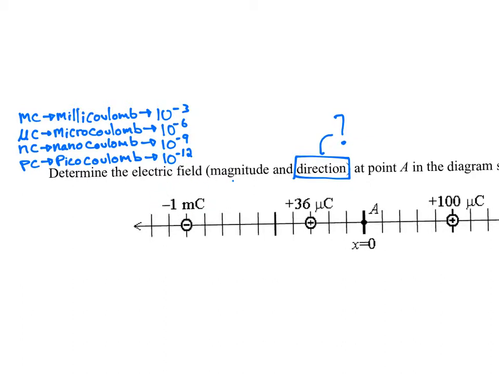I want you to take a guess as to the direction of the electric field at point A here due to this arrangement of charges. So think about the direction of the individual electric fields from each of these three charges, and then which one's going to be stronger, which one's going to be weaker, and after you add them all up, which direction is the overall electric field going to point. So take a guess at that now.